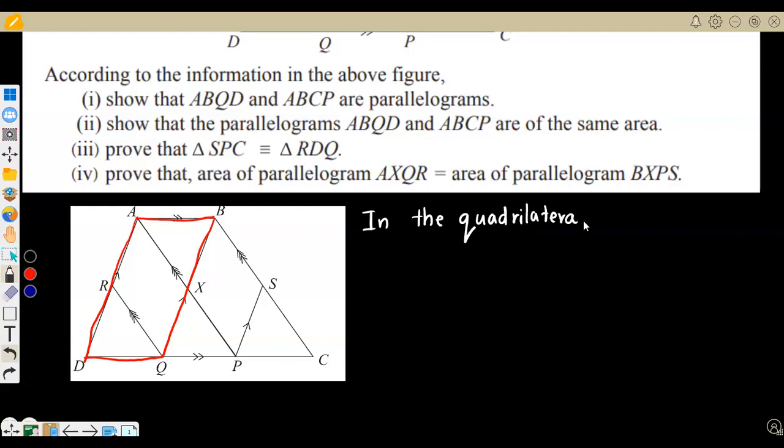Okay, in the quadrilateral ABQD, what are the characteristics that you can use to show that ABQD is a parallelogram? What are the given characteristics? Look at AB is parallel to DQ. Why can I say it is DQ? Because you can identify that. Look carefully. DC is parallel to AB. Then DQ is what? DQ is a line segment of the DC line.